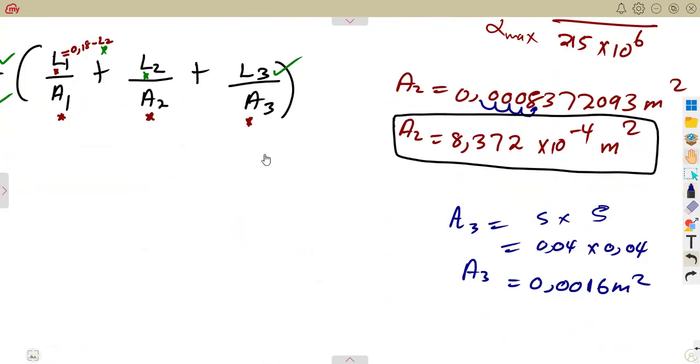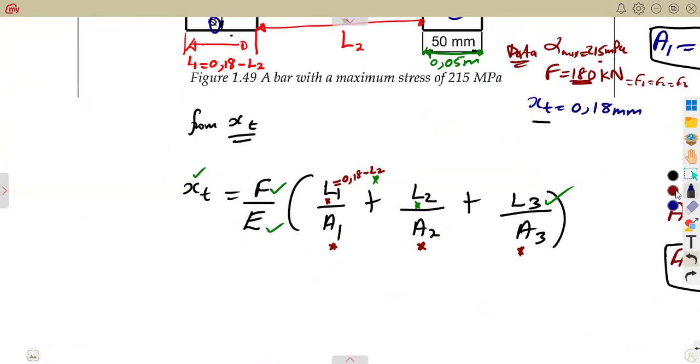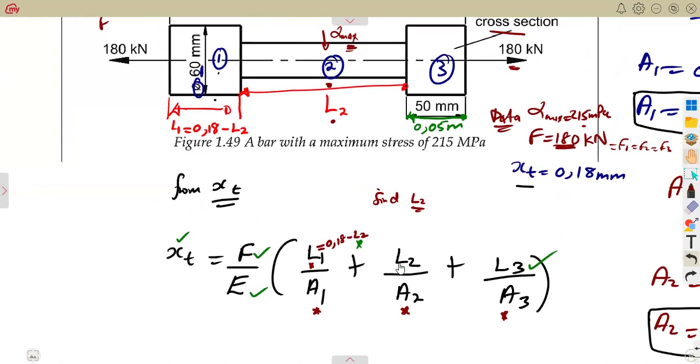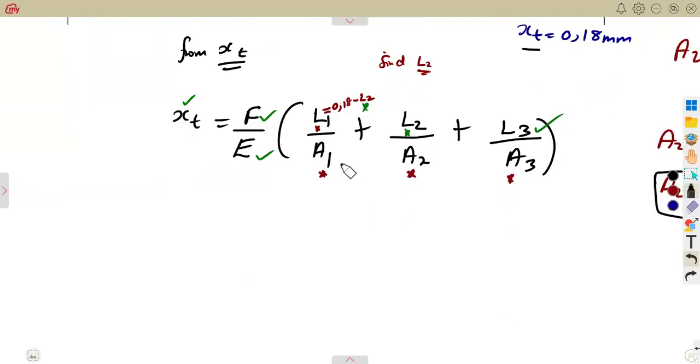Remembering what our question is all about, we need to calculate the length. We need to find what? L2. The length of the middle section, the middle portion. We need to find L2, remember. So with this formula now, we have got F. We calculated these. All is there. So you can substitute and try and manipulate and solve this equation until we have our L2. Solve the equation now.